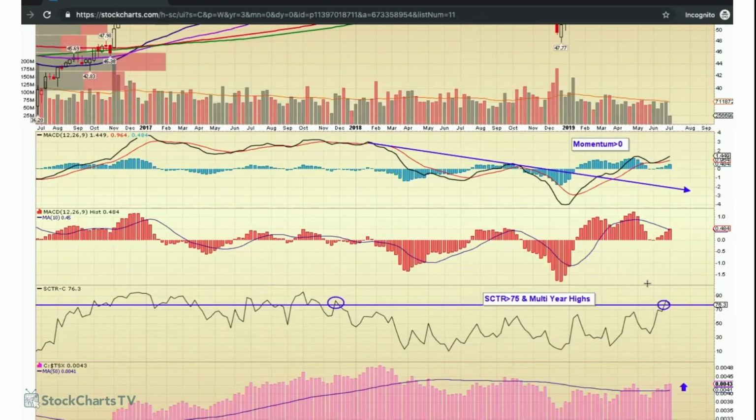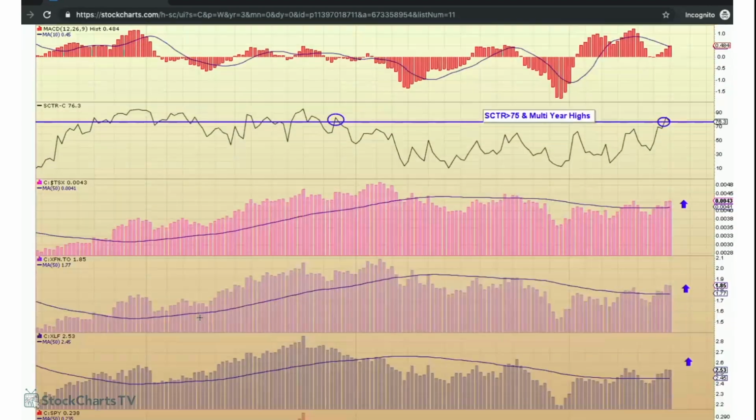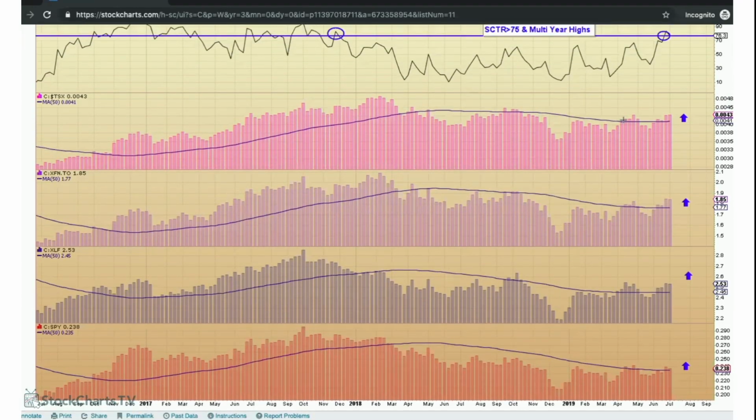If you look at this, what I wanted to point out is we have multi-year highs in the scooter. Once we get a move above 75, it tends to be a good indication of something that's boiling up. And if we take a look at these relative performance indicators, you can see the moving average is starting to slope up, right? So we're looking good on all of these, and it looks quite interesting to me. I think something's happening over at Citi for sure.